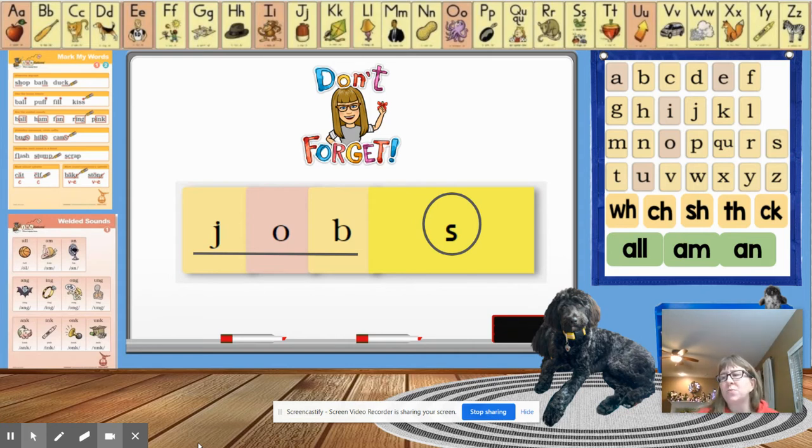That's right. This word is jobs. So everybody say that with me. We're going to say job, then jobs. Ready? Job, jobs. Good job.